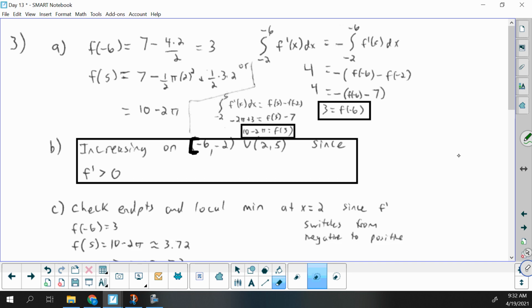In B, we're increasing when f prime is positive. So closed bracket at -6 to -2, and then again from 2 to 5. And the reasoning is because f prime is greater than 0.